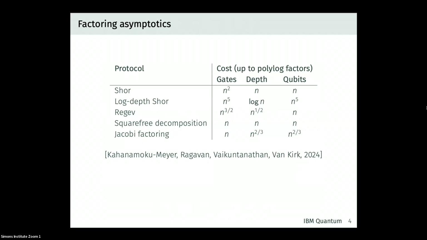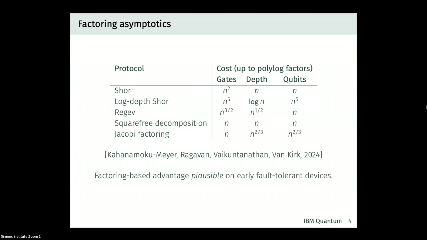So I took this table from their paper to show you what the asymptotic scalings are. The first three rows here are standard factoring algorithms for numbers of the form p times q, but with different types of approaches. And then the second to last one is to determine the square-free decomposition of an integer, and the last one is this Jacobi factoring circuit. You can see that this last one seems to have the most favorable parameters, at least in terms of numbers of qubits and the depth of the circuit. It's even sublinear, which is really nice.